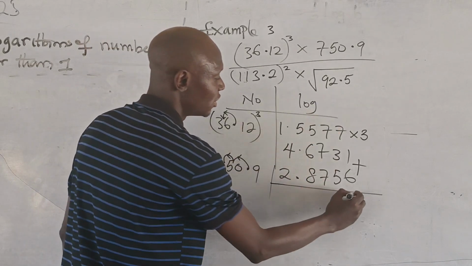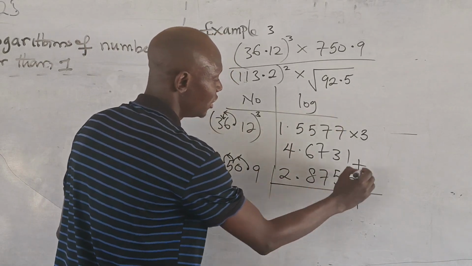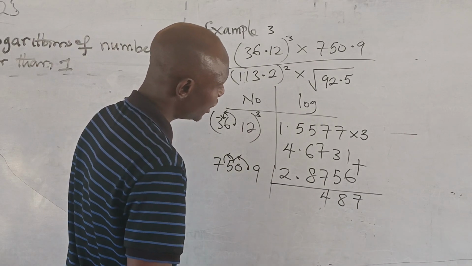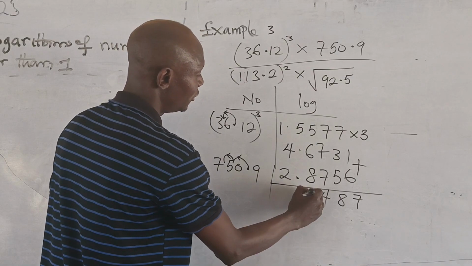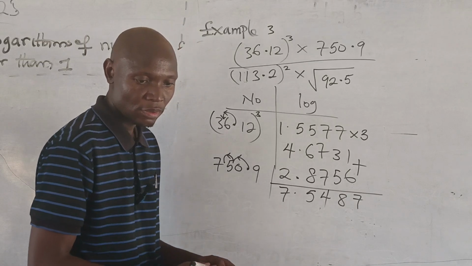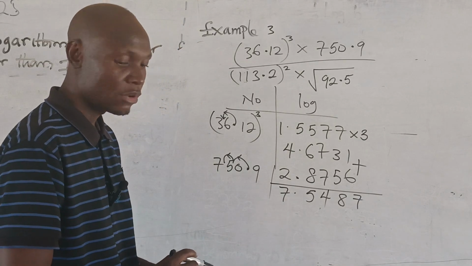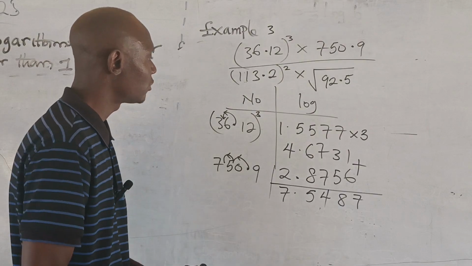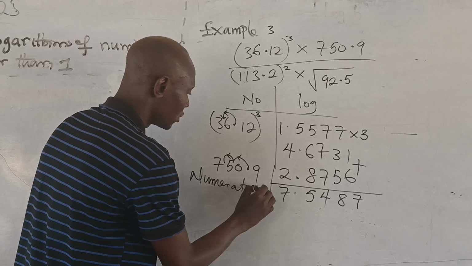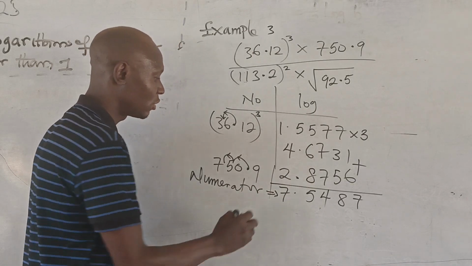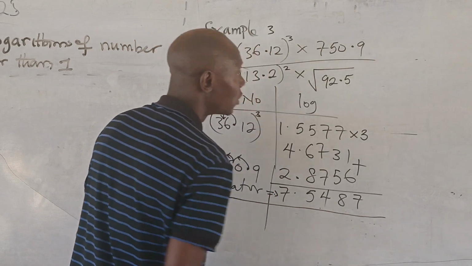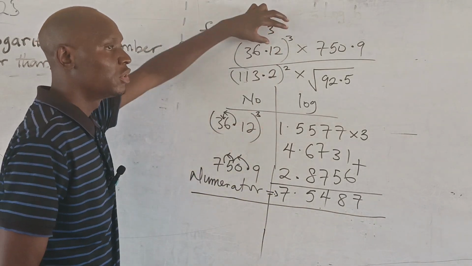So this is 7, this is 8, this is 14, and this is another 14. So this will be 15, and this will be 7. So 7.5487. So we call this the numerator. So we are done with the numerator.